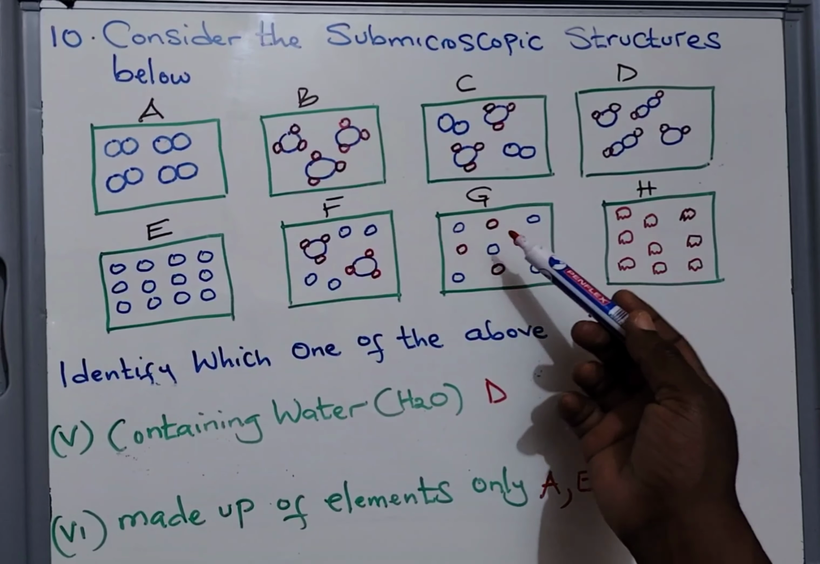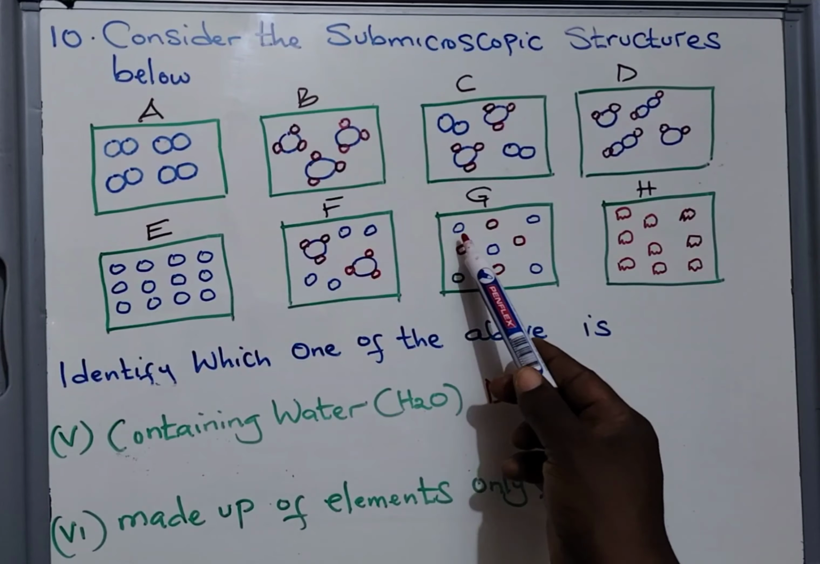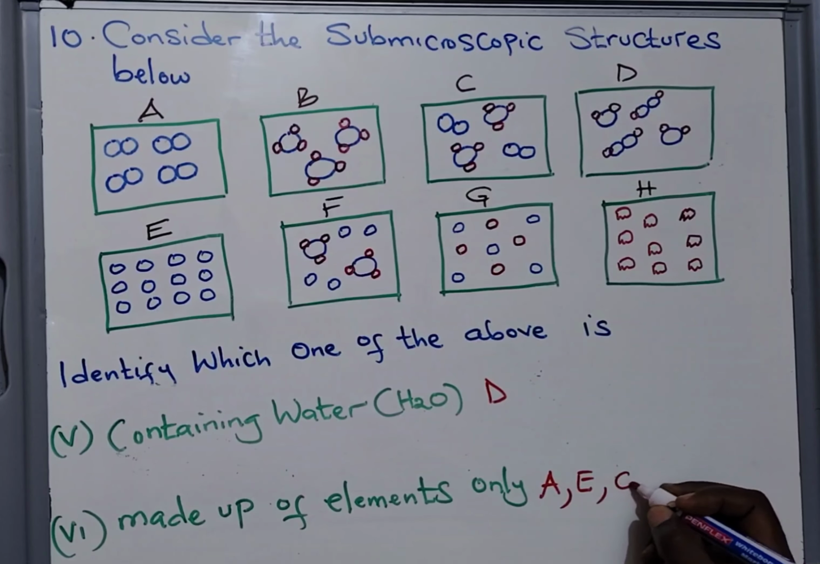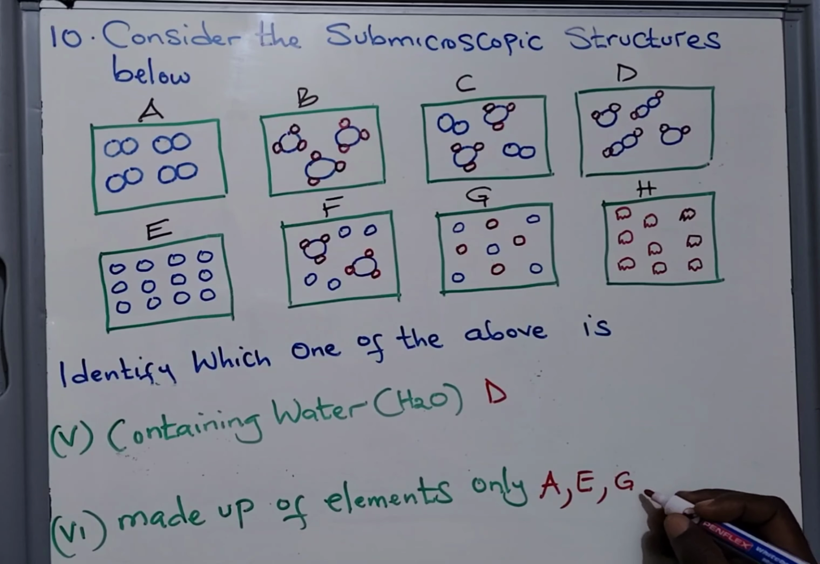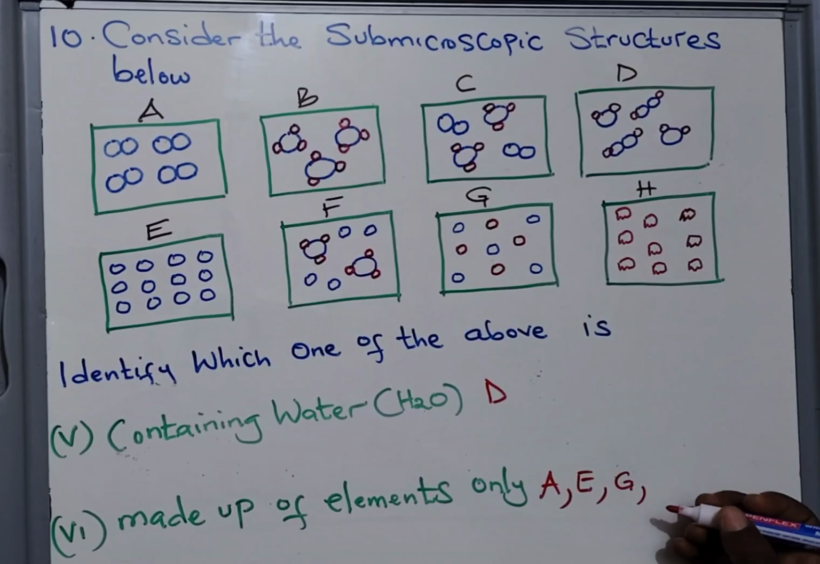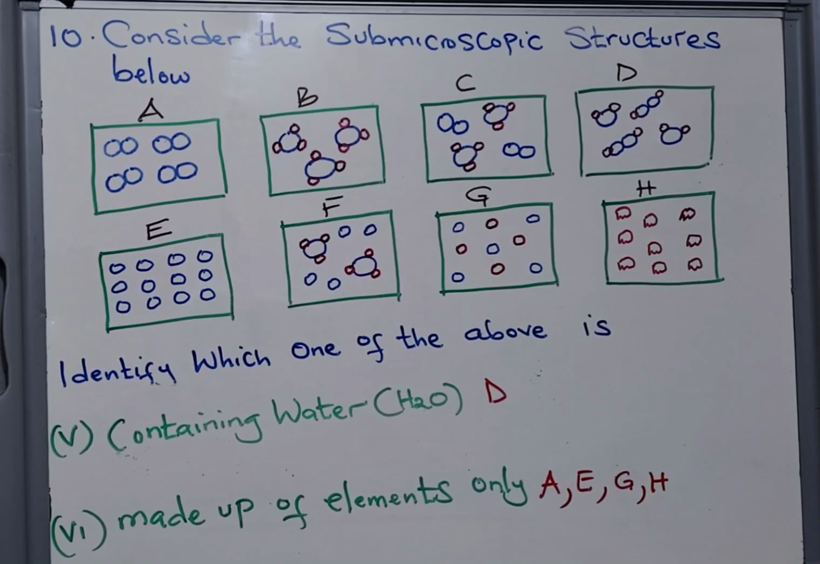Then another one is G. G doesn't have any compound. It's made up of elements only. Single dots represent elements. So G is another one. And also H. H has atoms of the same kind. So that is it.